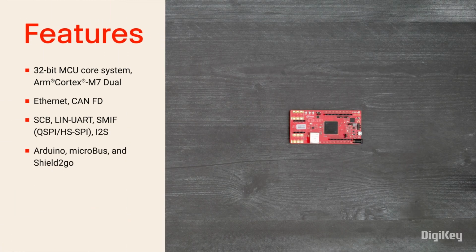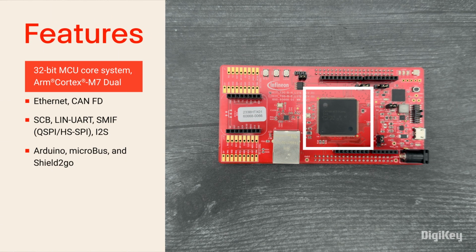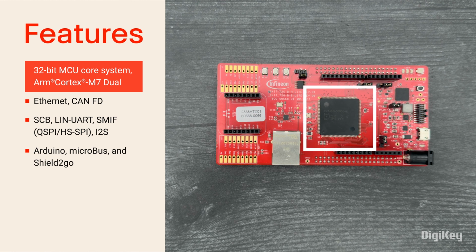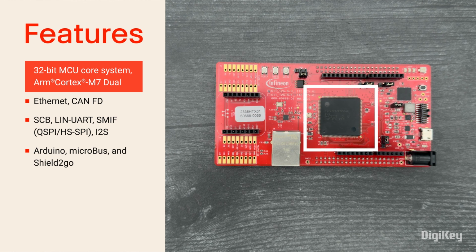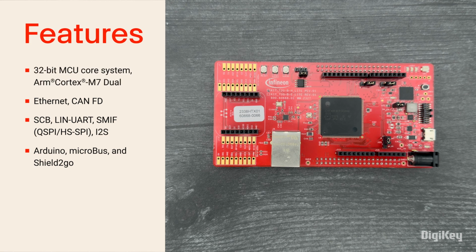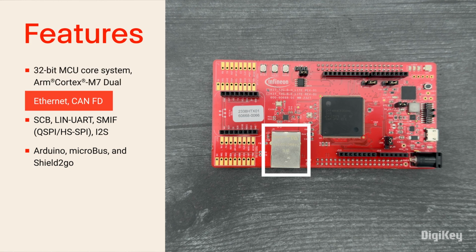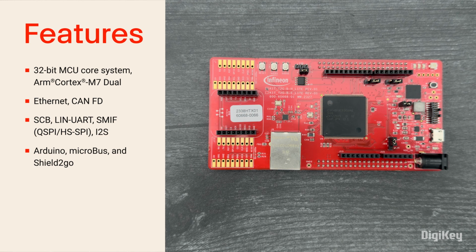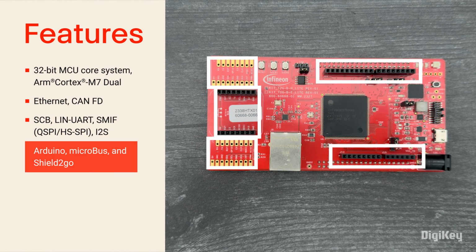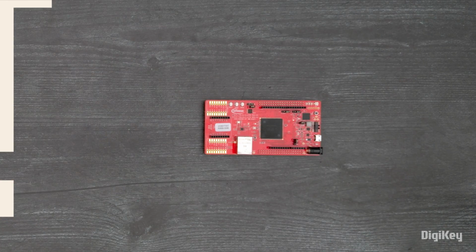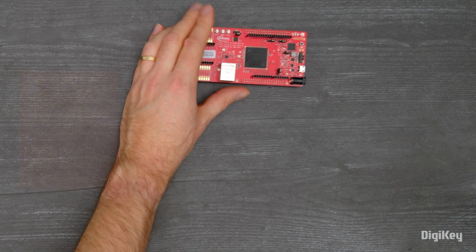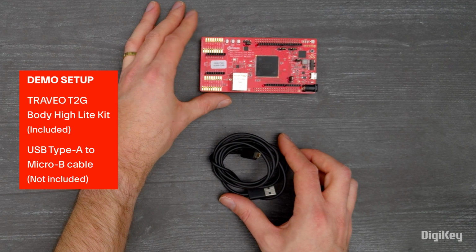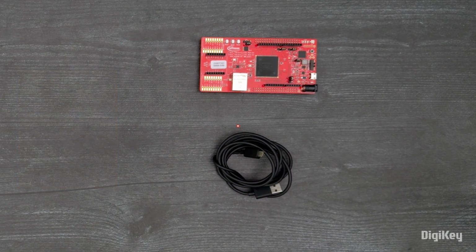Inside the box, you'll find the evaluation board with a 32-bit Arm Cortex M7F dual-core-based MCU in a 176-pin TEQFP package. This evaluation kit provides several interfaces, including Ethernet, CAN-FD, LIN-UART, as well as expansion interfaces such as ARDUINO, microBus, and Shield2Go. In this demo, we'll show how to test the hardware and software and communicate with the USB-UART serial port using a terminal emulator.